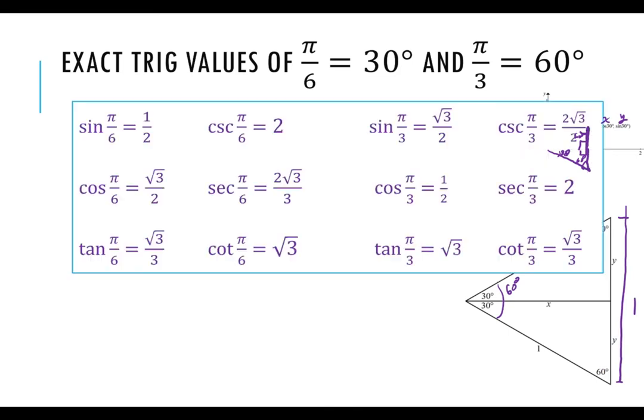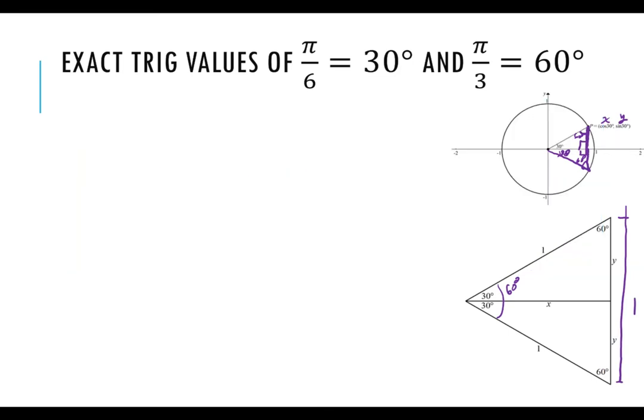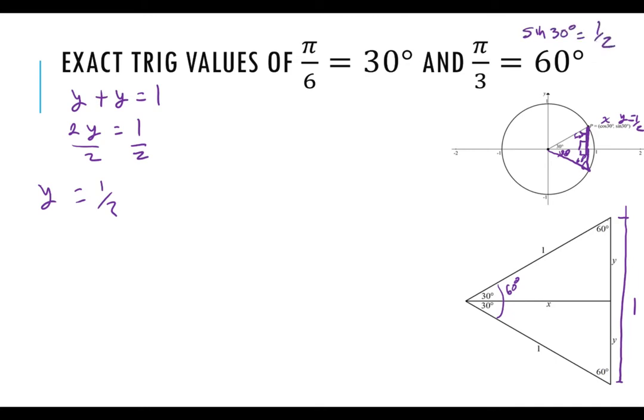Since that is 1, I know that y plus y has to equal 1, which means that 2y equals 1, divide by 2, divide by 2, y is equal to 1/2. Well, since I know that y is equal to 1/2, I now know that sine of 30 degrees is equal to 1/2. I'm going to look at just one of these triangles. I don't need both of them this moment.